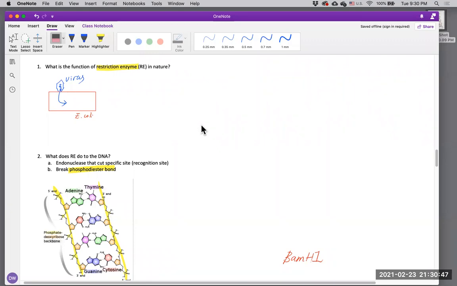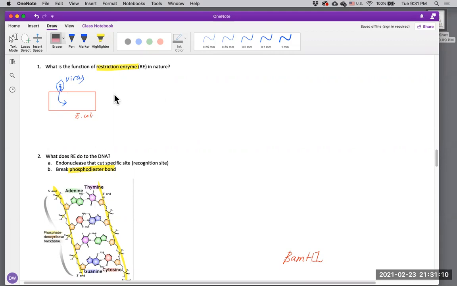This is an enzyme that we as molecular biologists use all the time in the lab to create artificial DNA molecules. However, this enzyme is not something invented by scientists. It's something that already exists in nature. Its function is to defend the organism against the invasion of foreign DNA molecules.